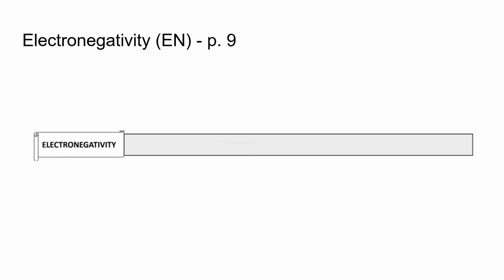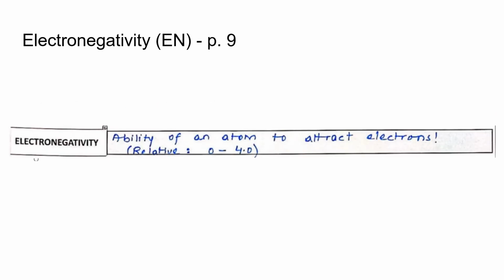So electronegativity is just the ability of any atom to attract the electrons of other atoms, and it's a relative number. It goes from 0 to 4.0. Fluorine has an electronegativity of 4.0, and that is considered the most electronegative element in the periodic table.